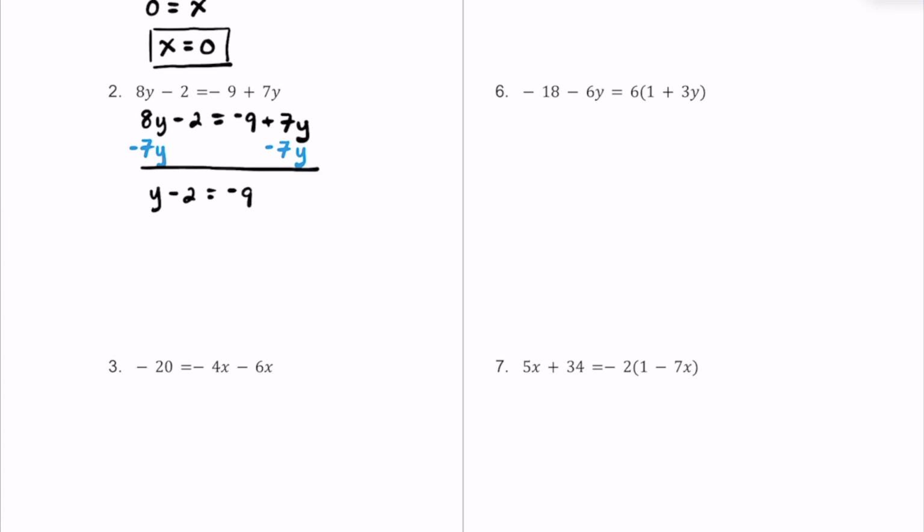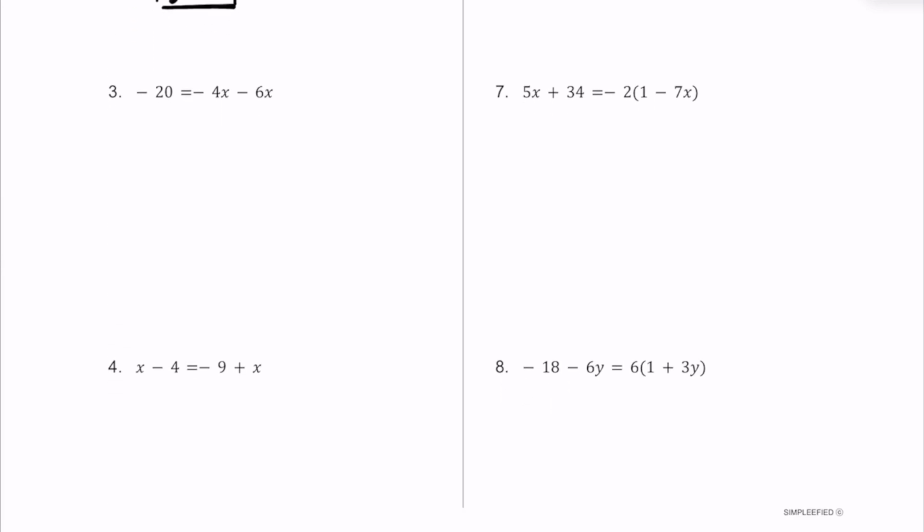Next, we're just going to go ahead and use the addition property of equality here and go ahead and add 2 to both sides just so we can get y alone here. All right, so if we go ahead and do that, we're going to get y plus nothing, or just y is equal to, and negative 9 plus 2 is going to be negative 7. So this will be our solution.